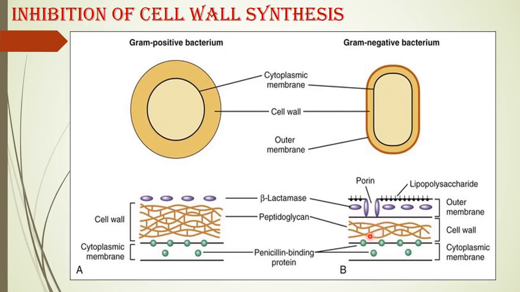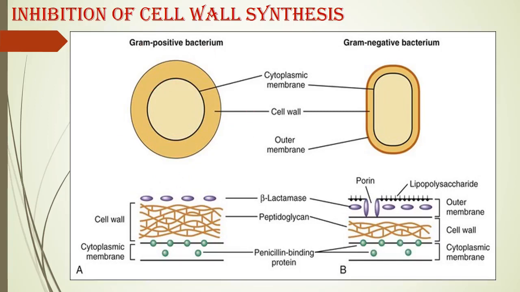But the effect of this kind of antibiotic is better in gram-positive bacteria than in gram-negative. Why? Sometimes it may be asked in the examination. Because gram-positive bacteria do not have any kind of outer membrane. That is why the antibiotic can easily enter. Here we have an outer membrane, and only where the porin channel exists can the antibiotic enter. So the effect is better in gram-positive bacteria.